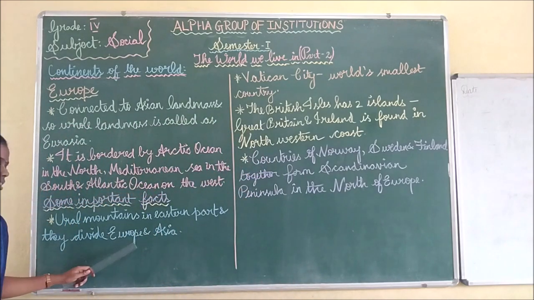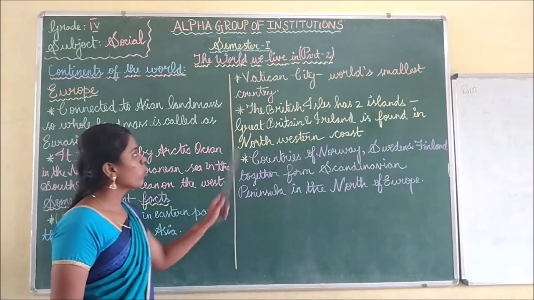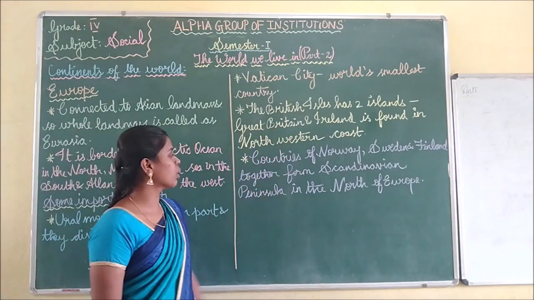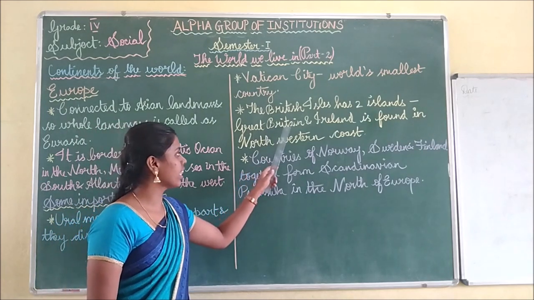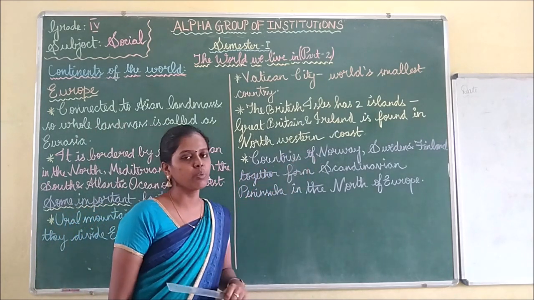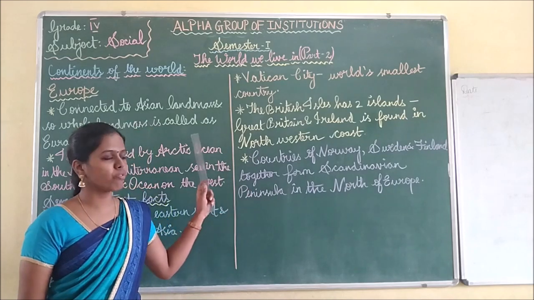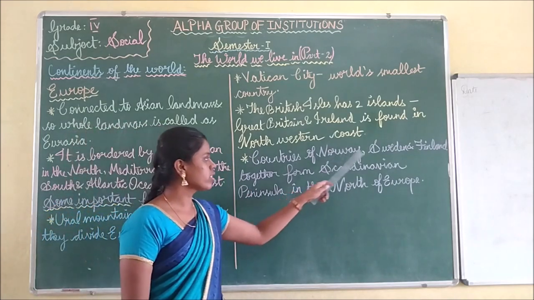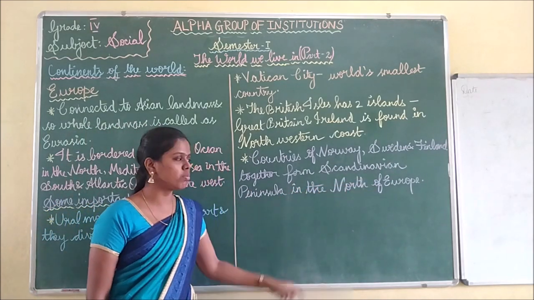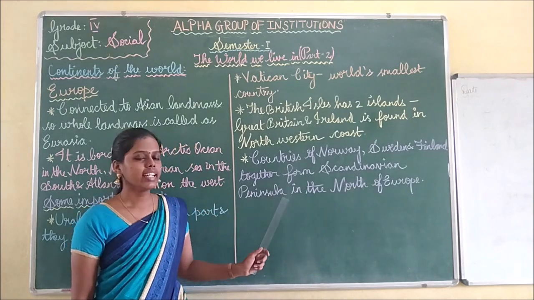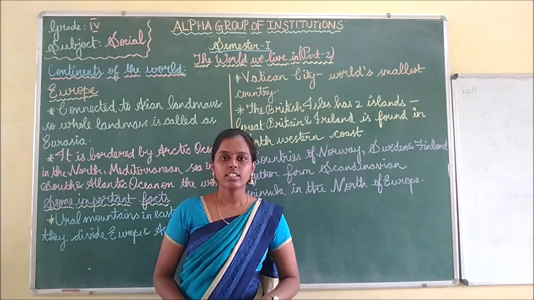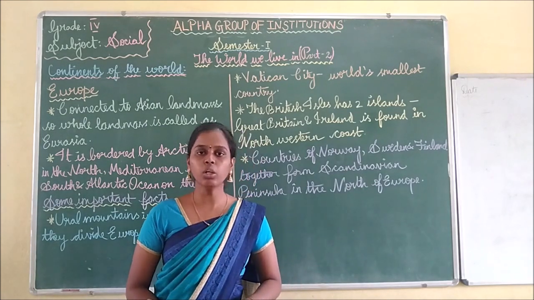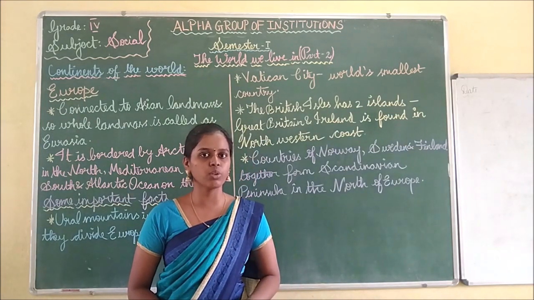The Ural Mountains divide Europe and Asia. Vatican City is the smallest country in the world, and there are two important islands, Great Britain and Ireland. They are found in the northwestern part of Europe, and Norway, Sweden and Finland together form the Scandinavian Peninsula. They are located in the north of Europe. So this is about Europe, children. Hope you have understood about Europe.